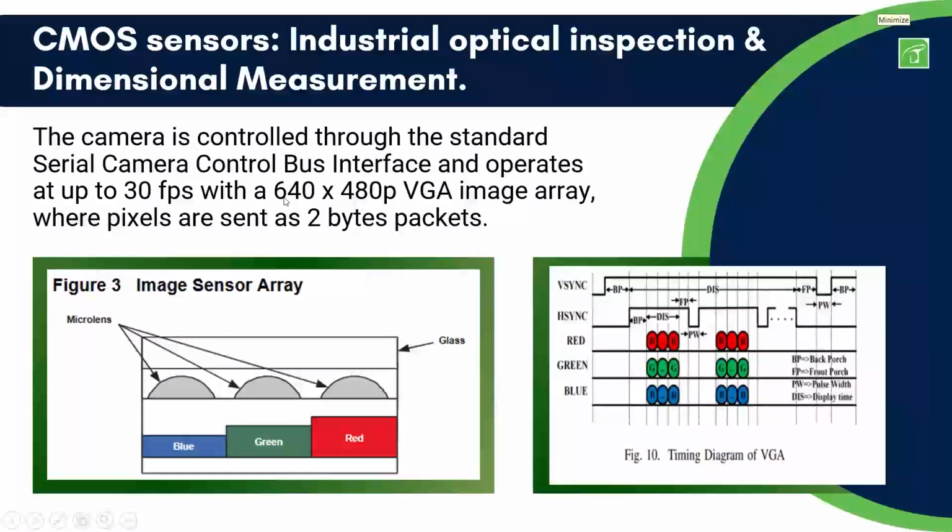So the camera is controlled through the standard Serial Camera Control Bus, SCCB protocol. SCCB is the Serial Camera Control Bus, which you have to configure through your I2C to operate it at up to 30 frames per second and output 640 by 480 VGA resolution.